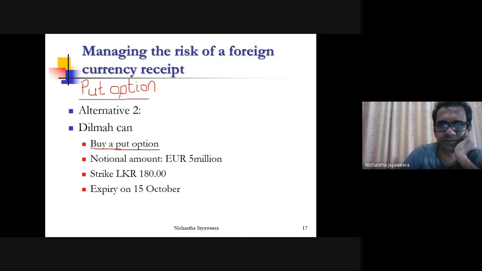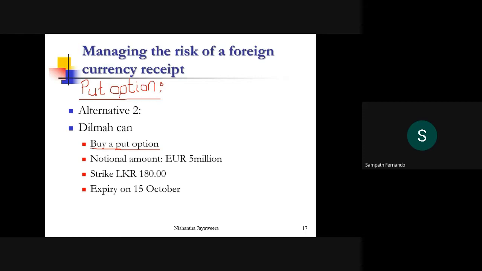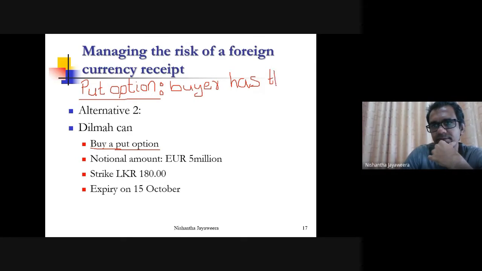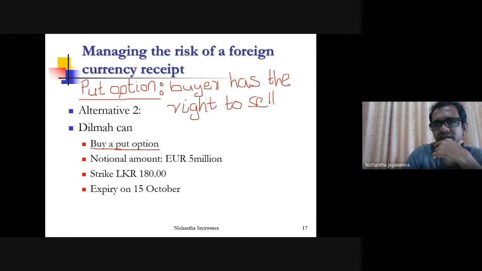What is a put option? The buyer has the right to sell. Yes, it gives the buyer of the put option the right to sell the underlying asset at the strike price.